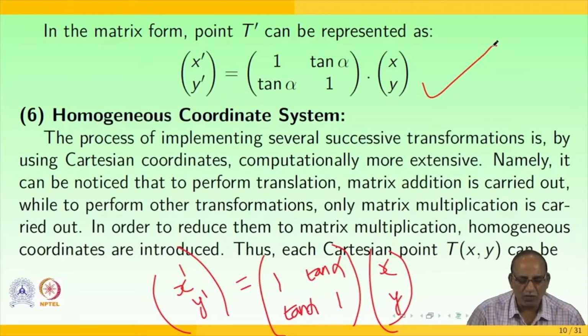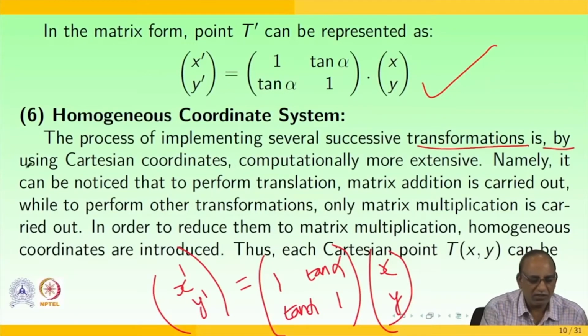So when you talk about the homogeneous coordinate system, the process of implementing several successive transformations is simplified compared to using Cartesian coordinates.